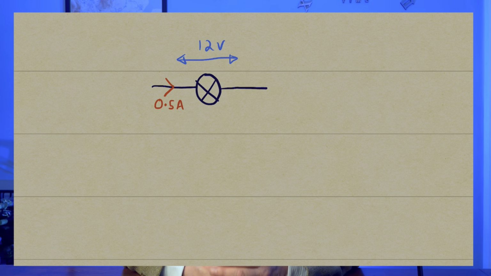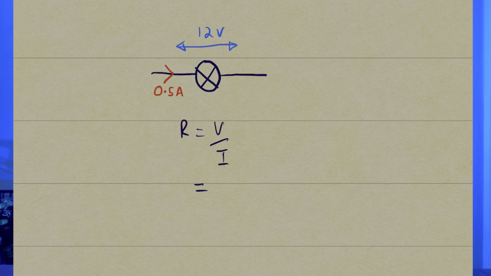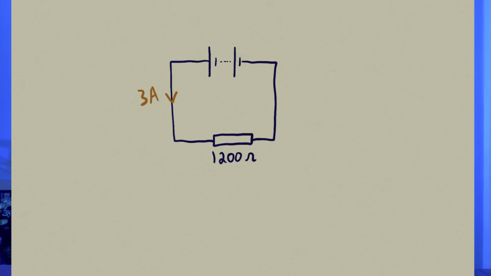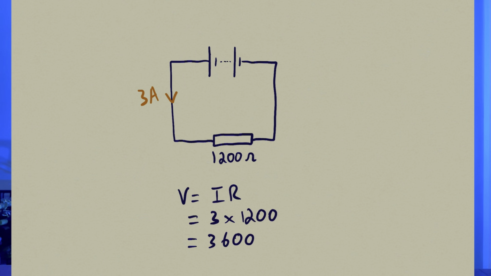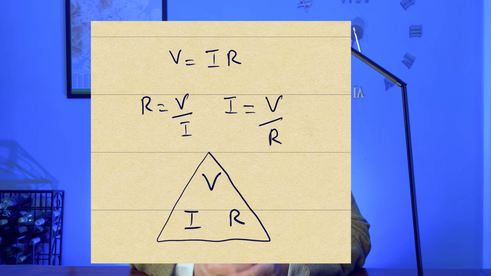This is a 12 volt lamp with a current of 0.5 amps flowing through it. What is its resistance? Well, R is V over I, so 12 volts over 0.5 amps gives us 24 ohms. Here we have a 1200 ohm resistor with 3 amps flowing through it. What voltage makes this happen? Well, V is I times R, so the voltage is 3 amps times 1200 ohms, which is 3600 volts. So here are the 3 forms of the equation and the triangle, if you find that useful.